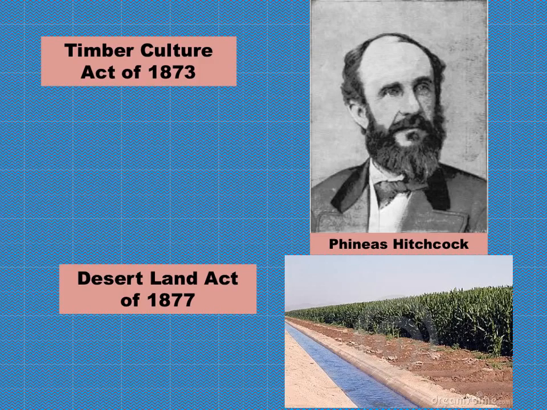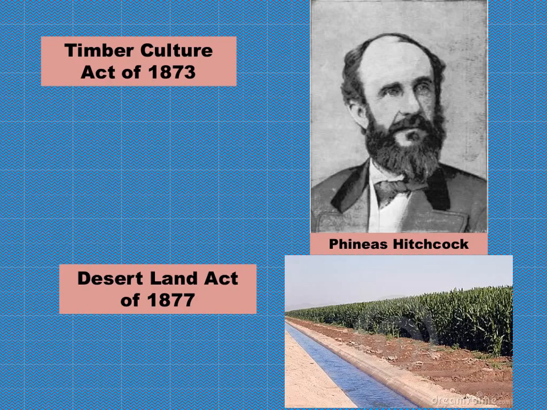A second problem resulting from the Homestead Act was the 160-acre limit. In very rich soils, 160 acres was enough for a viable farm, but in drier areas it was not. So in 1873, Congress passed the Timber Culture Act, giving settlers an additional 160 acres if they planted trees on 40 acres of that additional 160. This was particularly beneficial in places like the plains where there just weren't any trees. It also prevented erosion. This was authored by Senator Phineas Hitchcock from Nebraska.